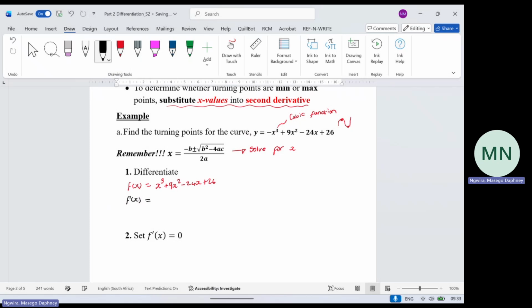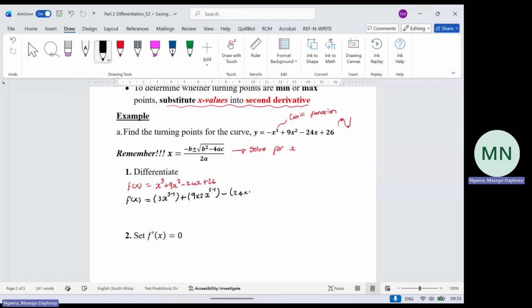So when we find the first derivative, remember when we derive, I'm just going to remind you, it's 3 times x to the power of 3 minus 1 for the x cubed, then plus 9 times 2, and this is x to the power of 2 minus 1. I'm using brackets so that you can see I'm differentiating this function one term at a time. And then this one is 24.